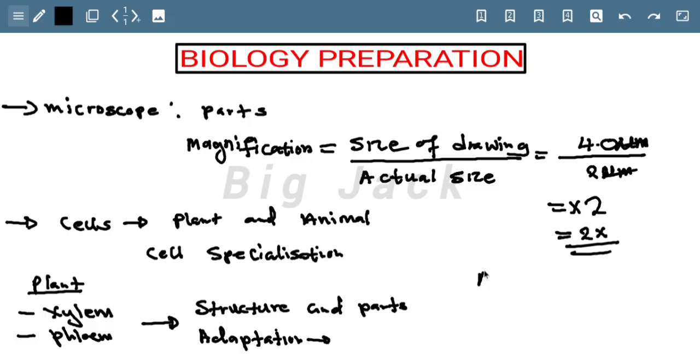What about an animal cell? So when you talk of an animal cell, let me just give you two examples also. Here we have a red blood cell, which I'm going to call RBC, as well as the white blood cell, WBC. You can also include something like ciliated cell, those things. You just need to know them. Now, what should you know about this one? The first thing, you need to know the structure as well as the parts. Apart from the parts, the adaptation.